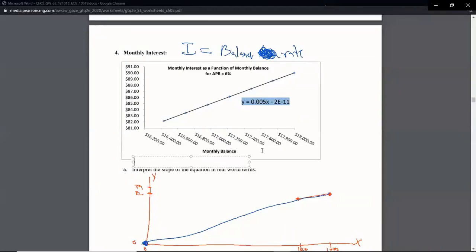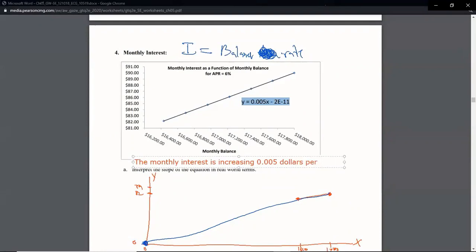So let me just write my sentence right here. And we would say that the monthly interest is increasing by, now you use the slope, which is the number in front of the x, 0.005, so by 0.005. Now that's measured in dollars. Interest is measured in dollars, so it's increasing by $0.005 per.